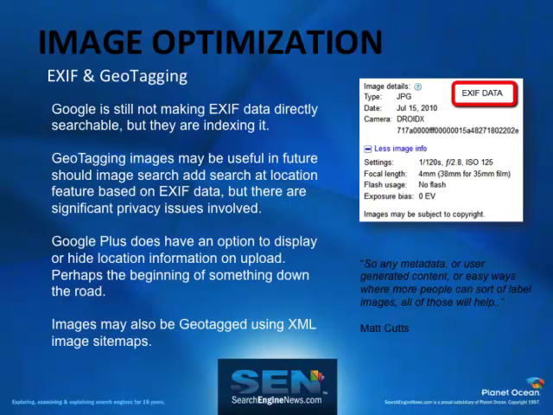Now, we know that they're reading this information. We know Googlebot can store it. Google isn't using it for search at this particular point in time, but it's sitting there ready to be used whenever they want to flip the switch. I don't know at what point they will do that. So be aware of EXIF and the ability to geotag or put this information within the image itself.